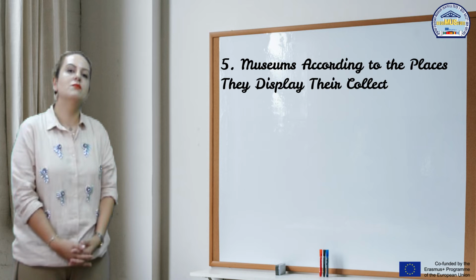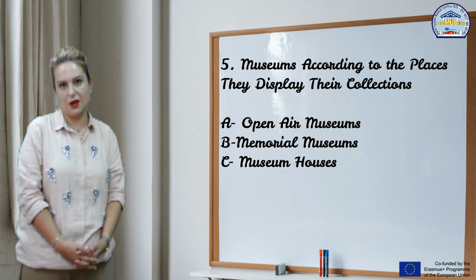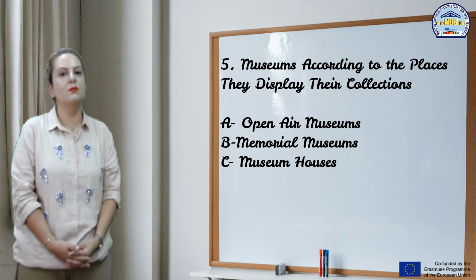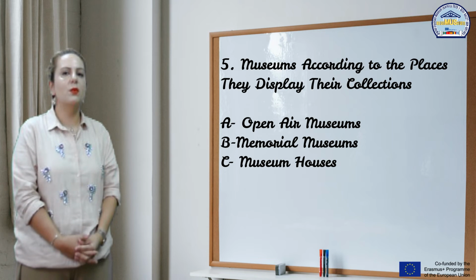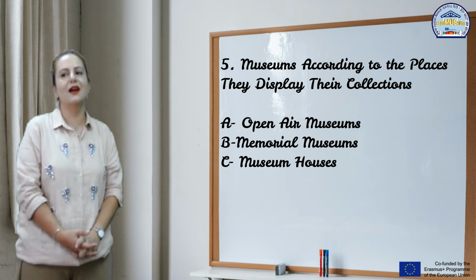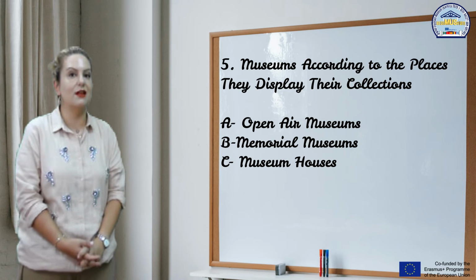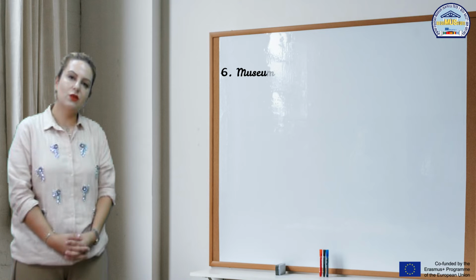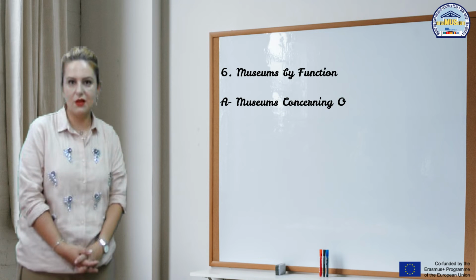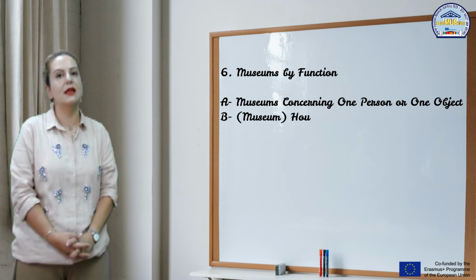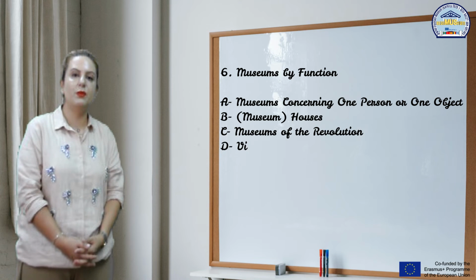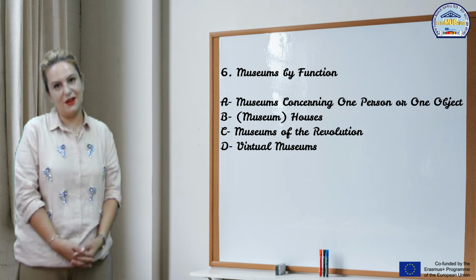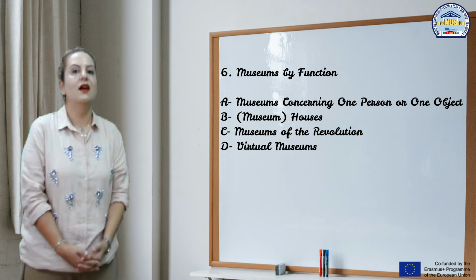Okay, another one is museums according to the places they display their collection. Here we can talk about open air museums, museum houses and memorial museums. I like memorial museums a lot better here, because I really like being in nature and history itself in a castle, church, or in a temple. In the last one, we talk about museums according to their function. Here we can again say museum houses like Atatürk houses, or museums belonging to one person or one object, revelation museums, and the final one, I think for me the most important one, is virtual museums.